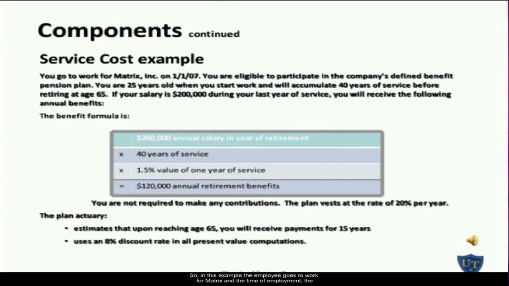So in this example, an employee goes to work for Matrix, and at the time of employment, the person is 25 years old, and they're expected to work for 40 years before they retire at age 65. The benefit formula says that the employee's retirement benefit will be based on their salary in the last year of retirement, which is expected to be $200,000. They would have worked for 40 years, and the benefit plan defines that the value of 1 year of service is 1.5%. So at retirement, the employee is expected to receive benefits of $120,000 per year.